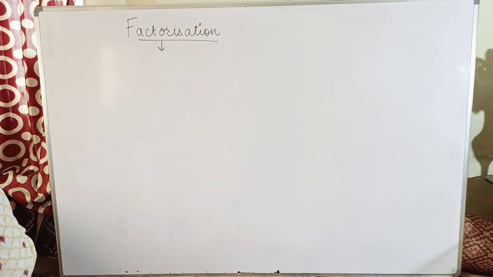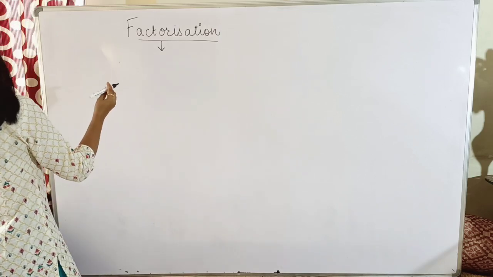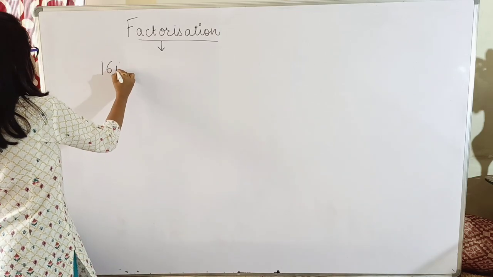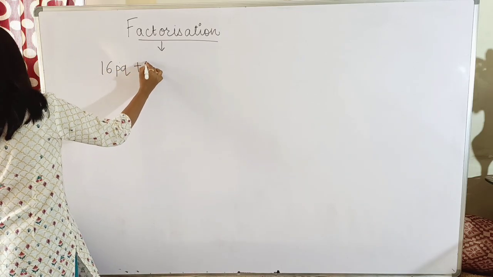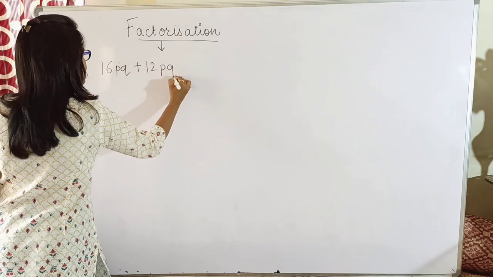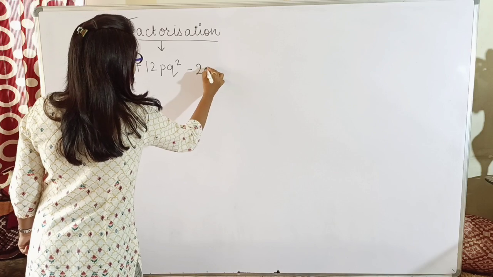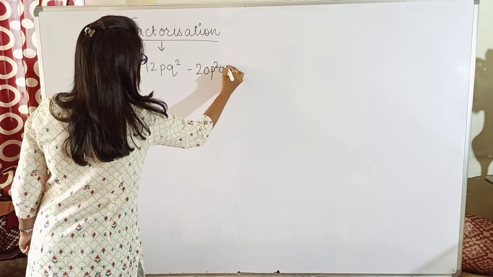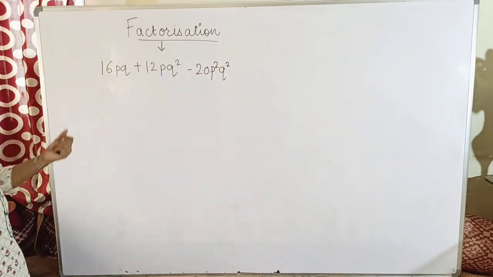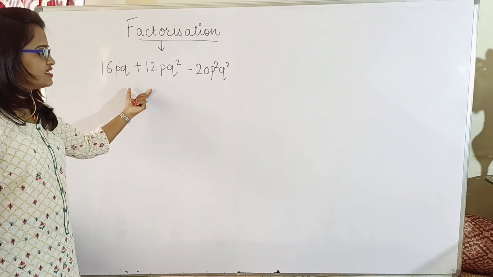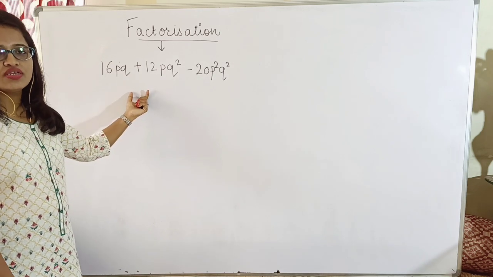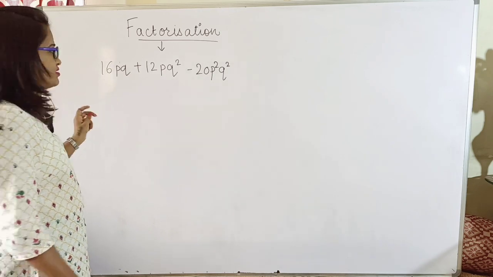Let us take one more example for the common factors. 16pq plus 12pq² minus 20p²q². So this is an algebraic expression. I have to factorize it by making use of the common factor method.